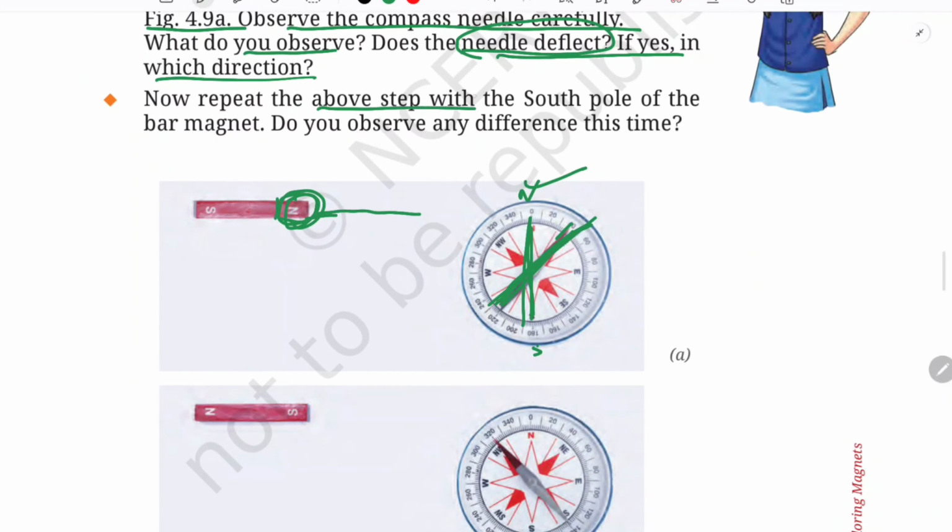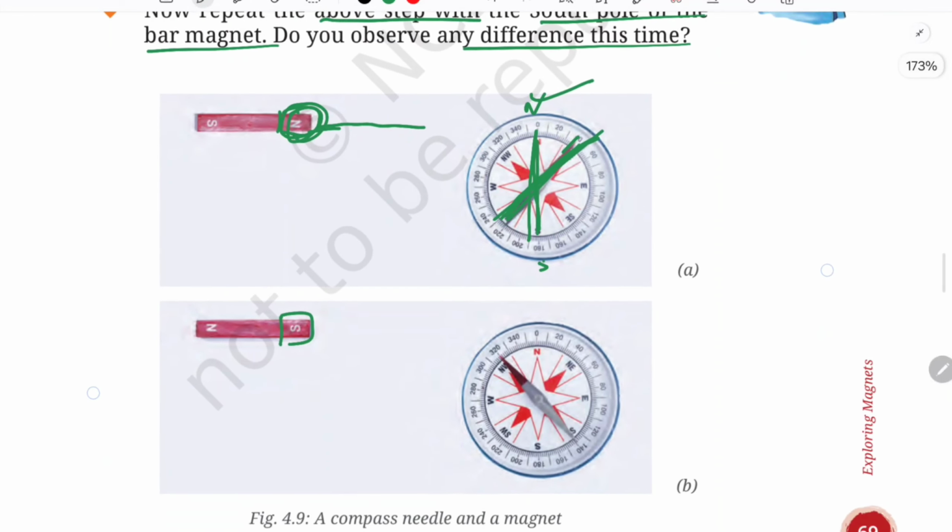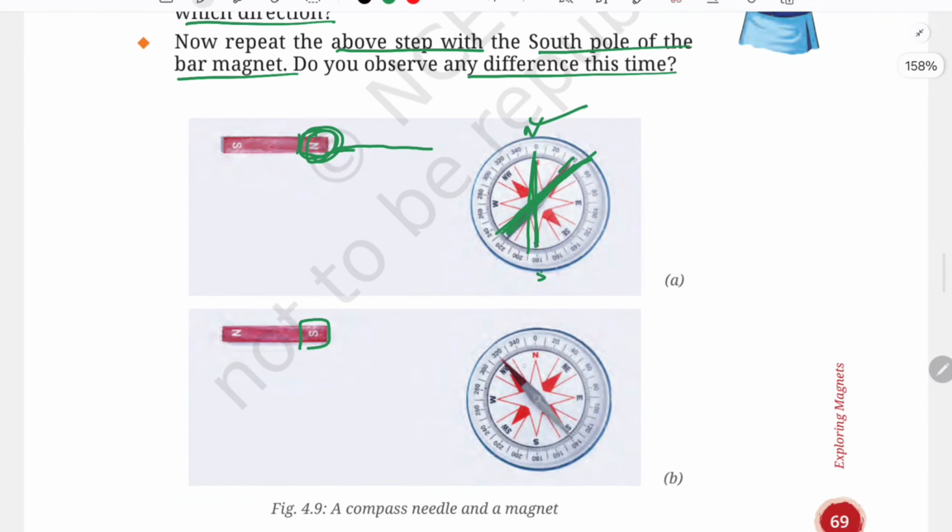Now repeat the above step with the south pole of the bar magnet. So now this south pole is here, isn't it, near the compass. Do you observe any difference this time? So yes, we observed this difference. And what is the difference? See, the needle is like this. When it rests, it will come in this way.